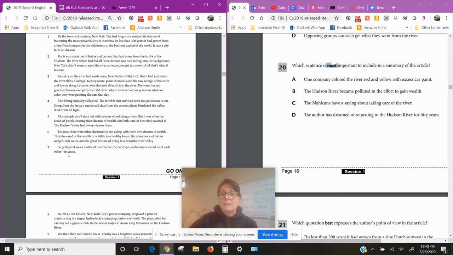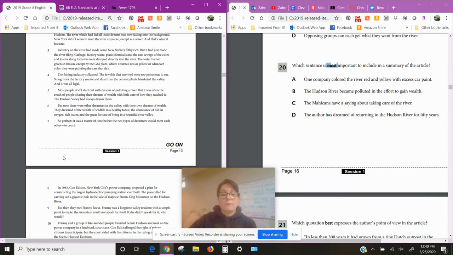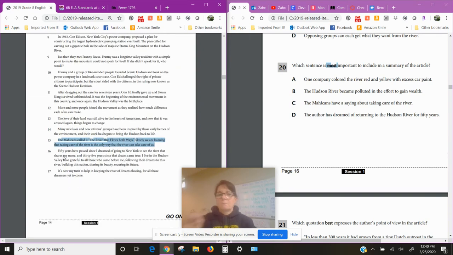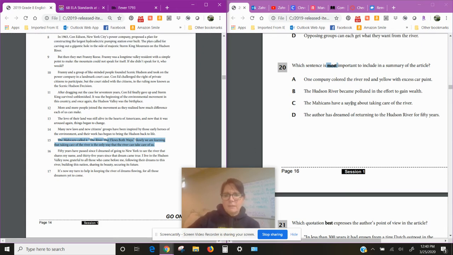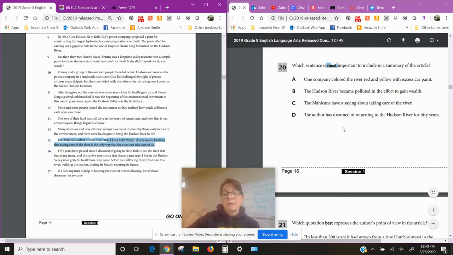C, the Mohicans have a saying about taking care of the river. Now, yes, that's what they said. But you see how vague this is? Do they say what the saying is? No, they don't. This one we can just completely take out. It is not C.